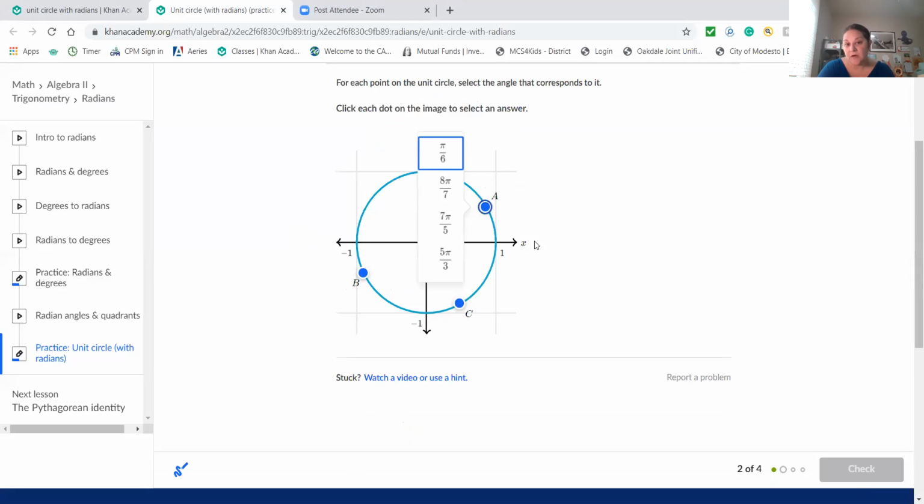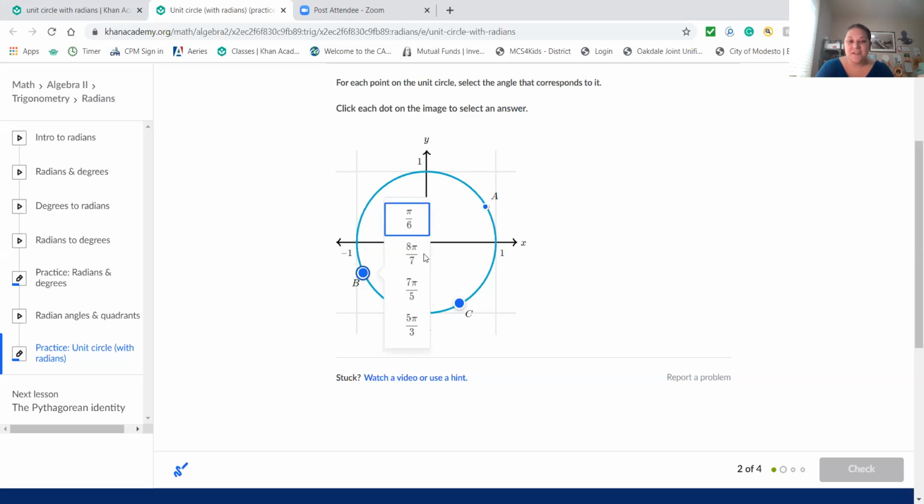That means it made it already past half of the circle. So pi is the top half. So I can eliminate the second one and the third one. And in fact, the fourth one's the only one that makes sense here, the pi sixth. When I look at B, it has to be greater. So it's not going to be the top one.